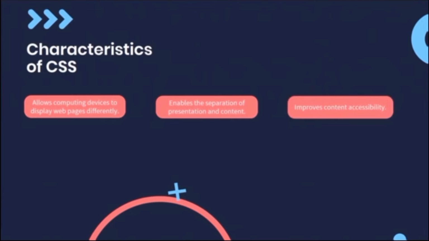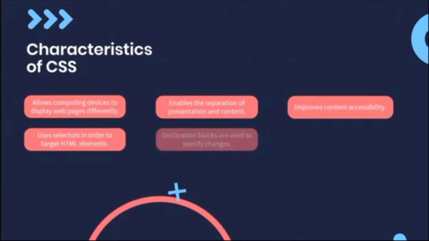Then it also improves content accessibility, and this goes back to the very first point we made. If you can accommodate various devices, you can actually reach a larger user base for your website or your web platform. And then it also uses selectors in order to target HTML elements. Remember, selectors are kind of like when we worked with our IDs and our classes, when we had to use our hashtags as well as the full stops. I'm going to show you an example of a selector and the way we actually lay it out properly in a second. And this brings us to our very last point, where we have declaration blocks.